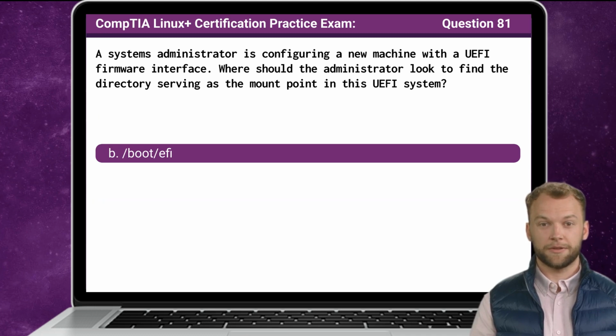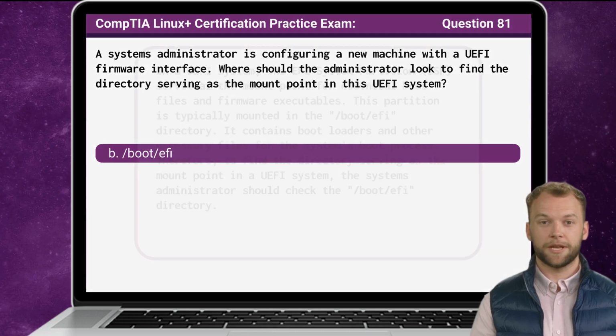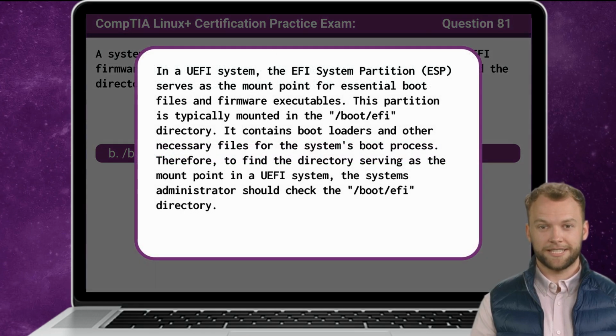The answer is B. /boot/EFI. In a UEFI system, the EFI system partition serves as the mount point for essential boot files and firmware executables. This partition is typically mounted in the /boot/EFI directory. It contains boot loaders and other necessary files for the system's boot process. Therefore, to find the directory serving as the mount point in a UEFI system, the system's administrator should check the /boot/EFI directory.